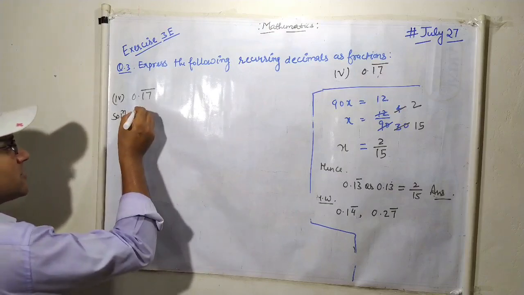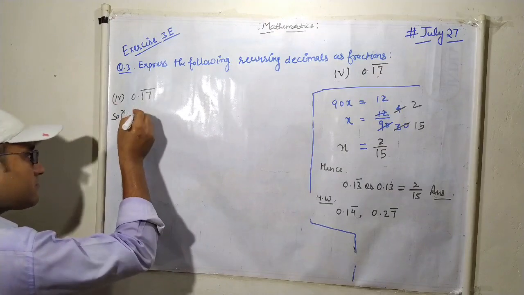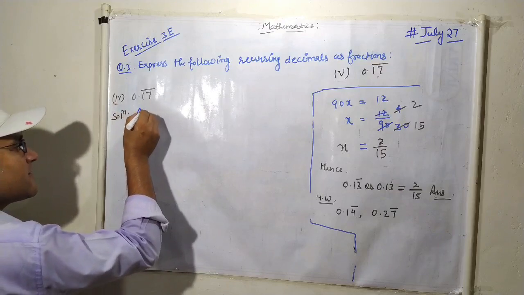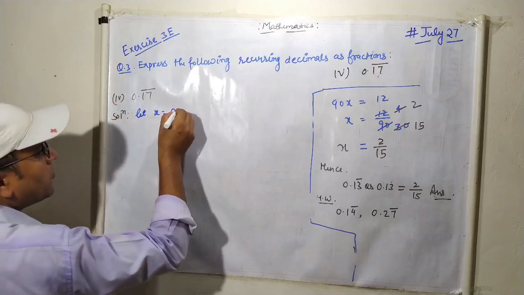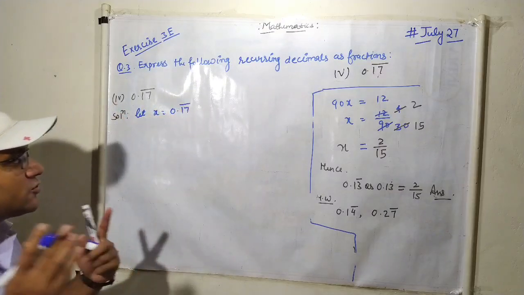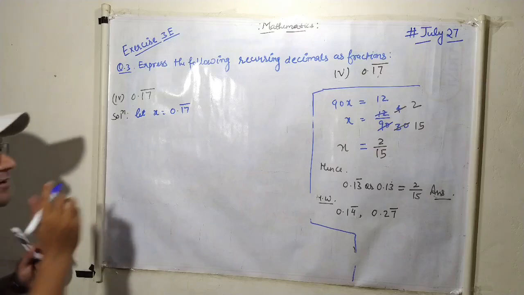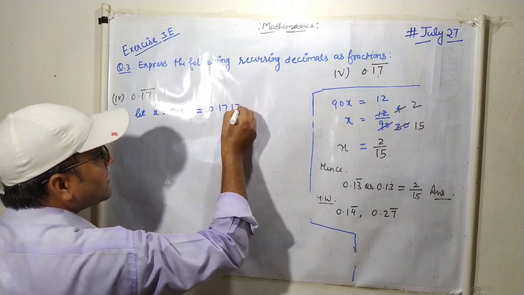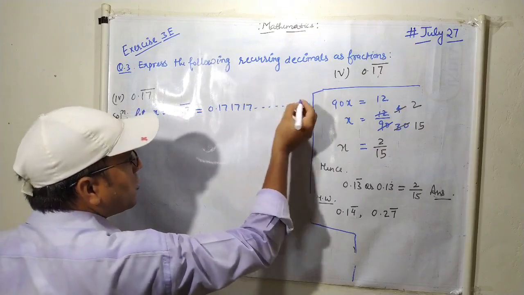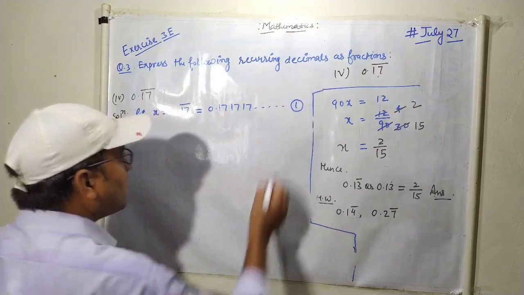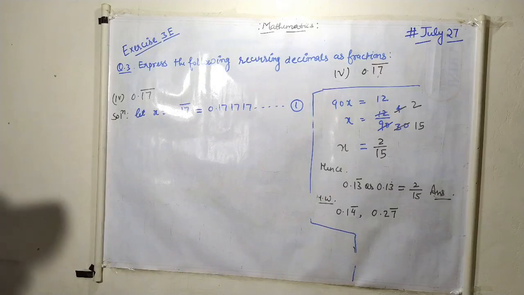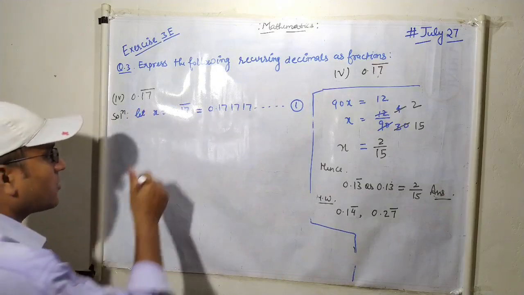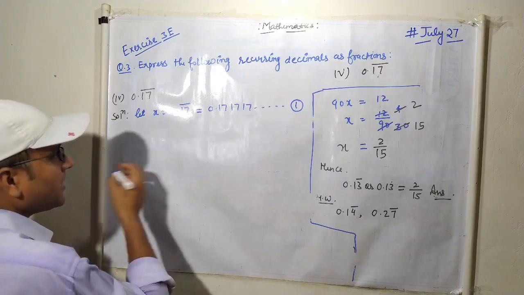Okay, question number 4. Let x is equal to 0.17 bar, meaning two terms are repeating one time. Or you can write this as 0.171717 and so on. This is your equation 1. If two terms are repeating, you will multiply by 100. So multiplying both sides by 100.